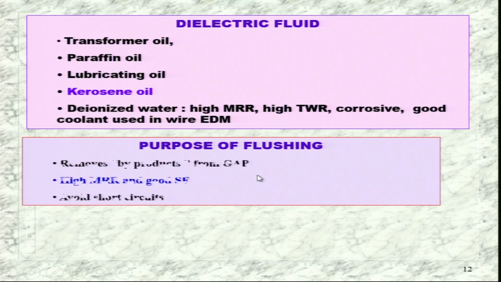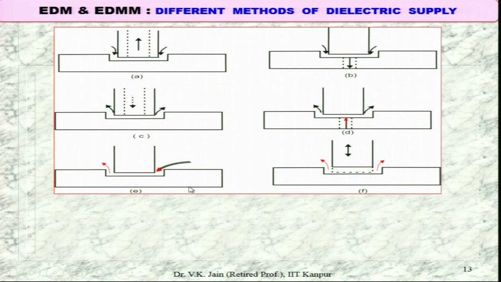Purpose of flushing, it removes byproducts from the gap, that is the inter-electrode gap. Whatever reaction products are produced, they are removed by flushing of the dielectric, giving high material removal rate and good surface finish, and avoiding short circuits. EDM and EDMM, different methods of dielectric supply. Now some of these methods are not really applicable for EDMM.